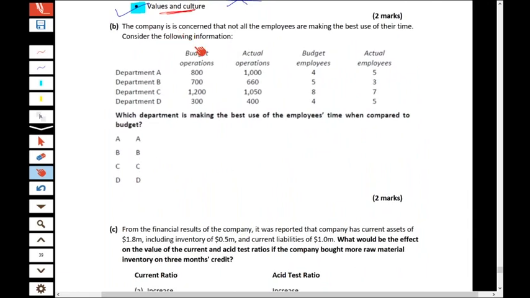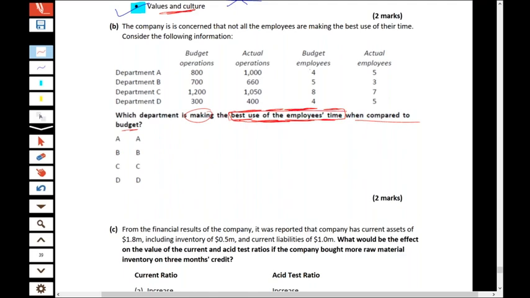Okay, we have to read the requirement first. Which department is making best use of employees' time when compared to the budget? Best use of the employees' time when compared to the budget.